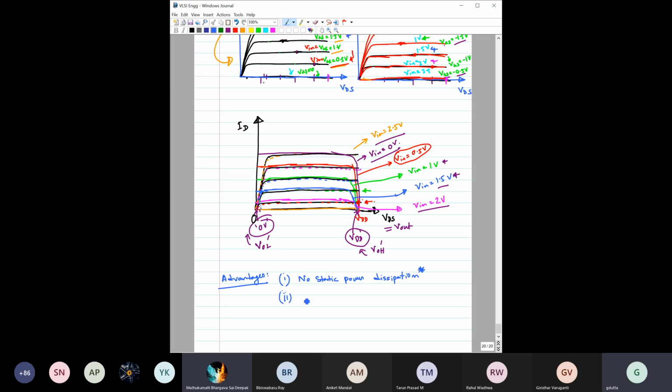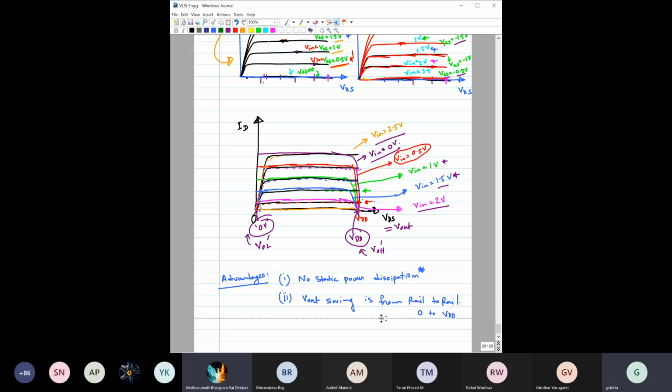Then Vout, the output swing is from rail to rail. Rail to rail, you understand, right? That means 0 to VDD, right? The complete swing you are getting at this output, and this is in steady state. So these are the two most important advantages. We will also see some of the other advantages as we go along in our discussions, right?